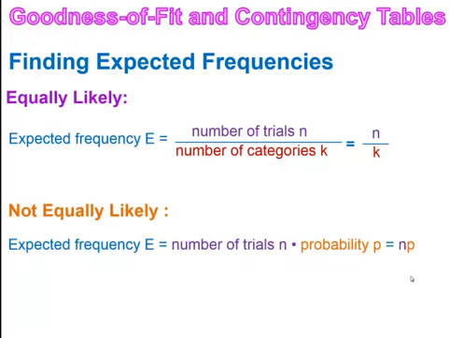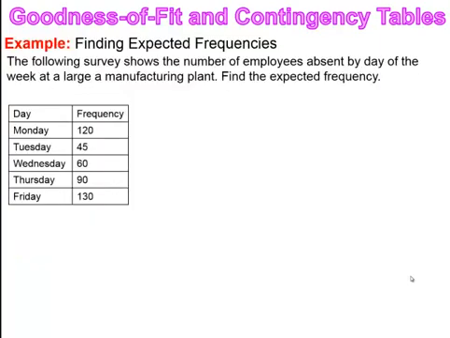Now, if it's not equally likely, that means that we're given some percentage for each category. To find the expected frequency, you'll take the sum of the frequencies and multiply it by its expected probability, and you would find the expected frequency. So we're going to find the expected frequency with this example. The following survey shows the number of employees absent by day of the week at a large manufacturing plant.